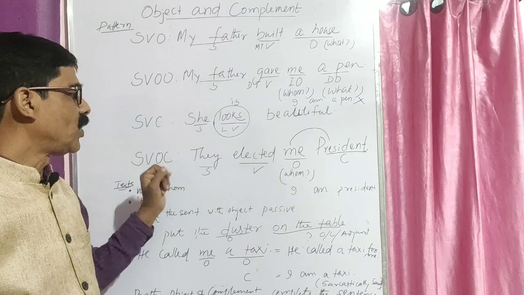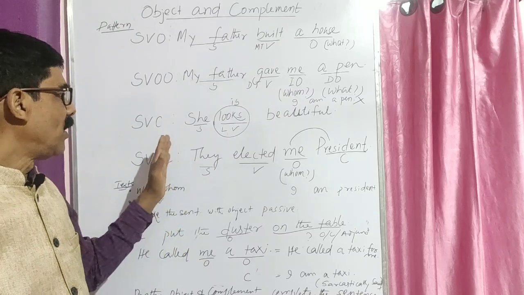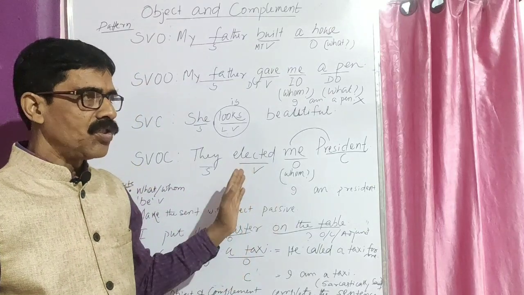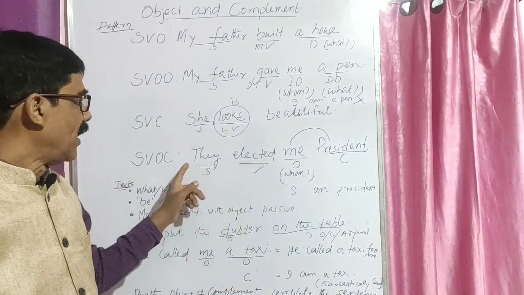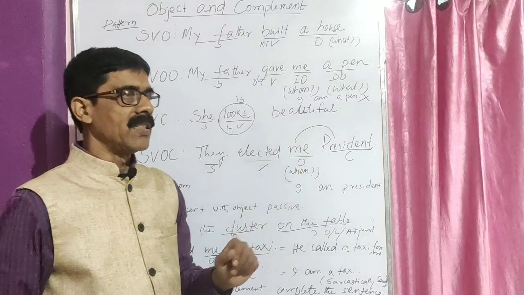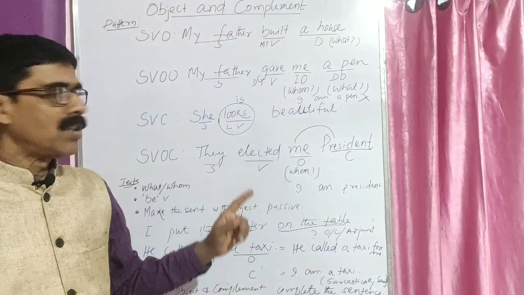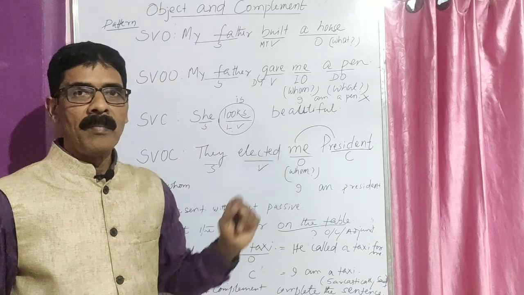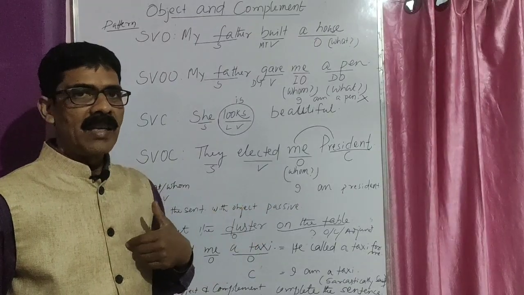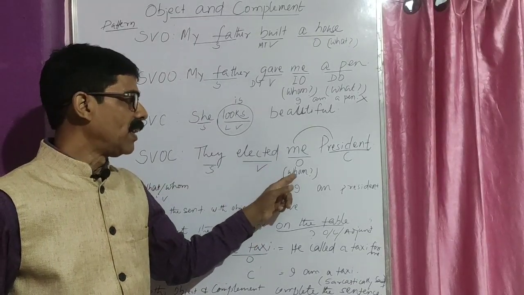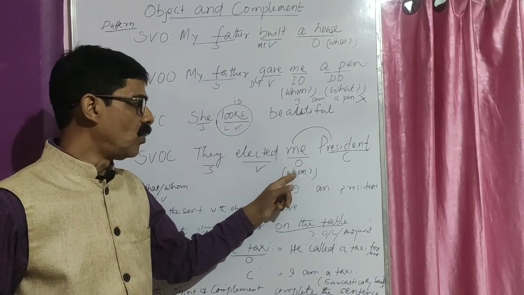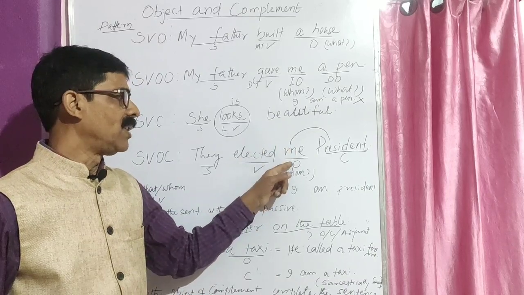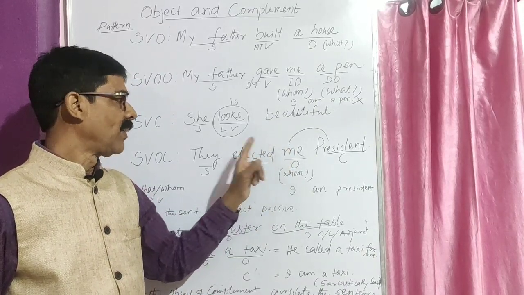Now SVOC, here you see both object and complement are there in the sentence. They elected me president. Now ask a question to this verb. They elected whom? They elected me. So in answer to whom, the word me comes. So this is an object.